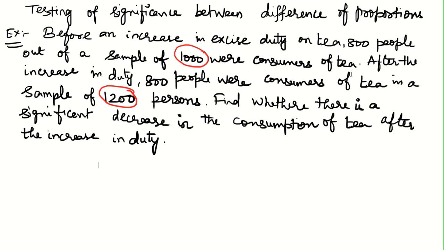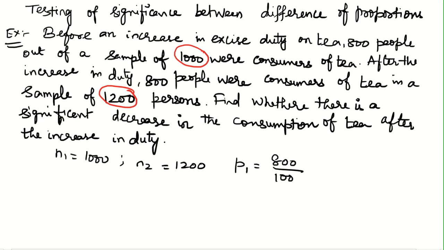So here we are having two samples. The first sample size is N1 equal to 1000 and the second sample size is N2 equal to 1200. Now the first proportion is given by P1, that is, out of 1000 people, 800 people were consumers of tea. For P2, the second sample's proportion, out of 1200, again 800 people were consumers of tea. We have to test whether there is a significant decrease in the consumption of tea after an increase in duty.